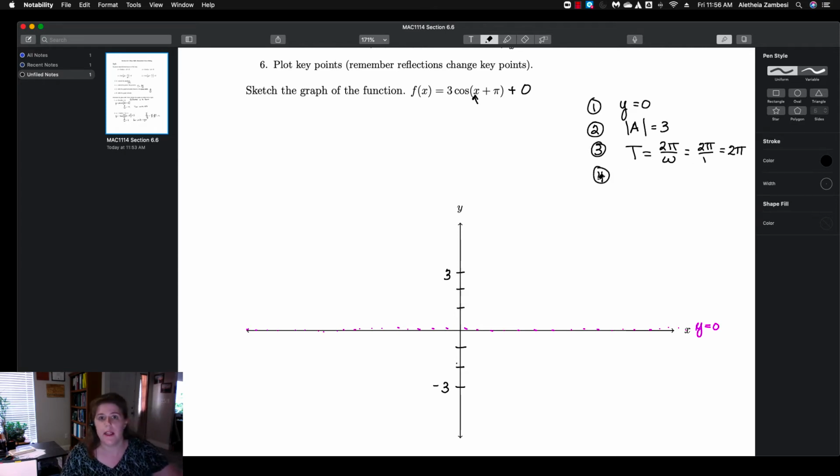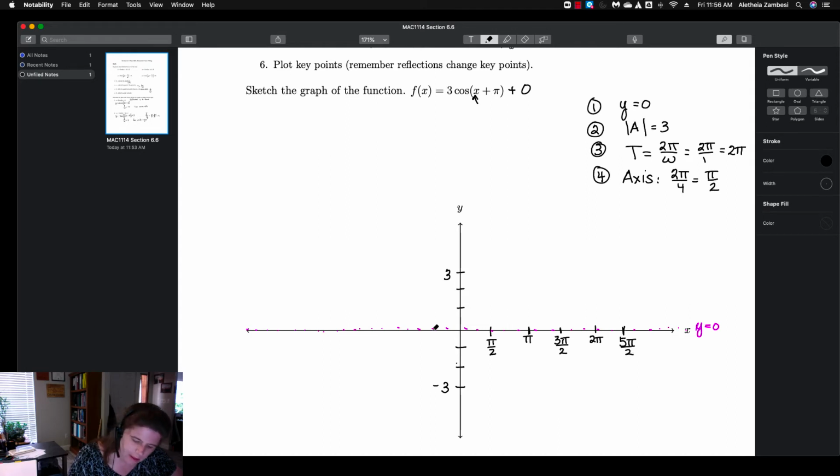Part 4, we need to know where to put the tick marks on the axis. So we're going to take whatever we got in part 3 and divide it by 4. So our axis marks are 2 pi divided by 4, or pi over 2. So I'm going to put those in, and we're going to move and put our pi over 2's on our graph. So pi over 2, 2 pi over 2 gives me pi, 3 pi over 2, 4 pi over 2 gives me 2 pi. We're going to give ourselves some in the negative direction as well.